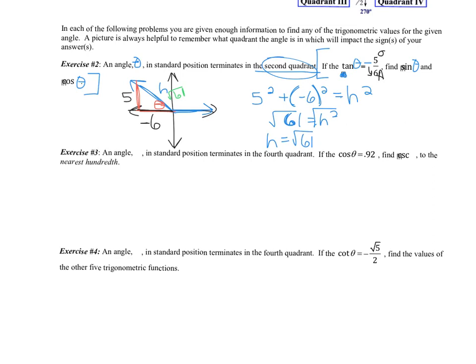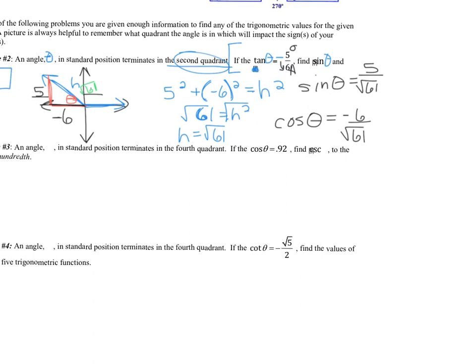So my two values that I need to find are sine theta and cosine theta. This is going to be a little tricky space-wise, but I'm just going to write them in and then we'll move the page over. So for sine theta, I have 5 over radical 61, opposite over hypotenuse. And for cosine, I have negative 6 over radical 61.